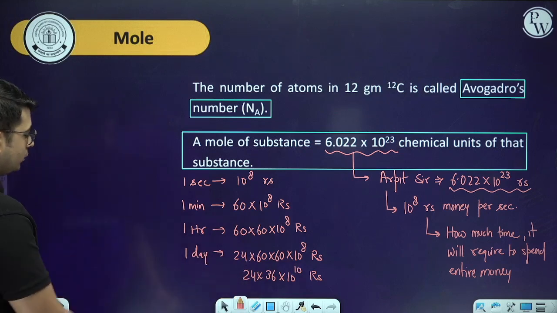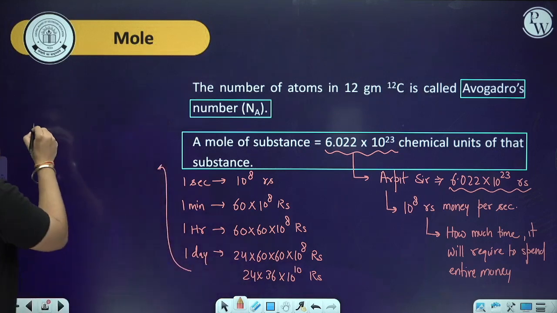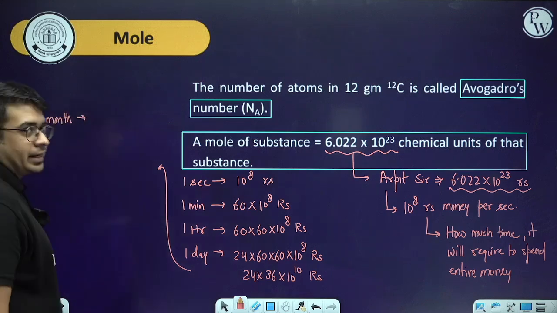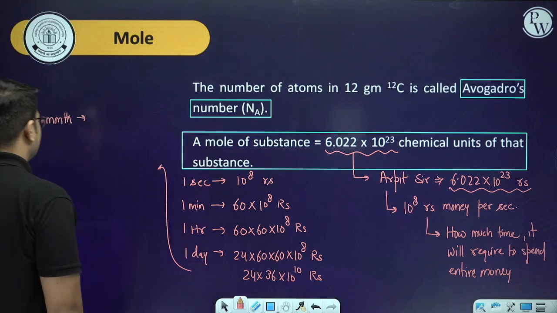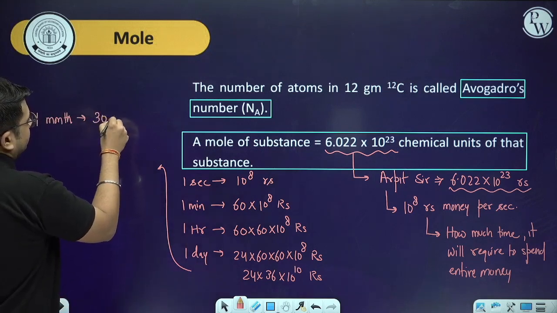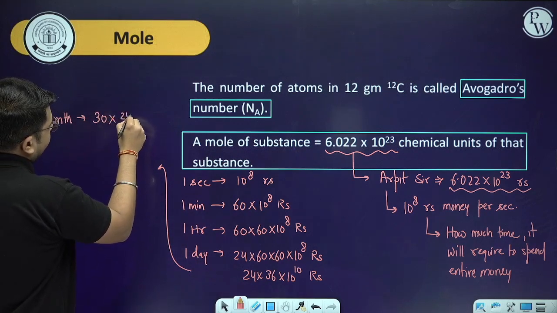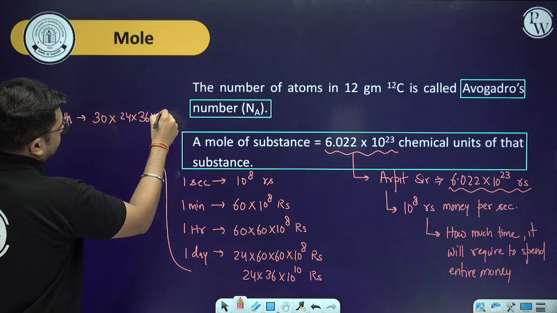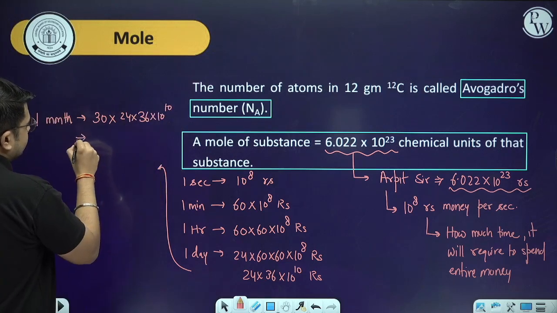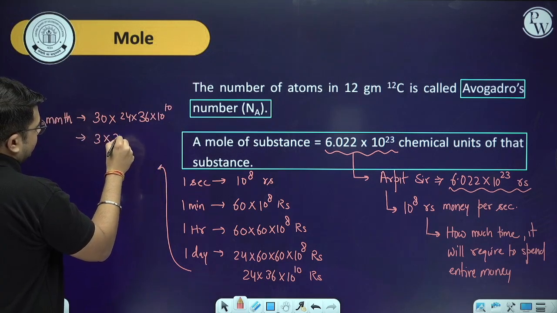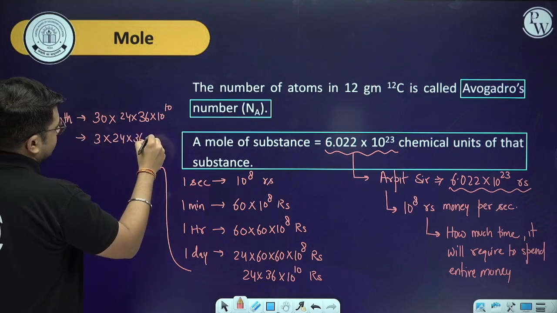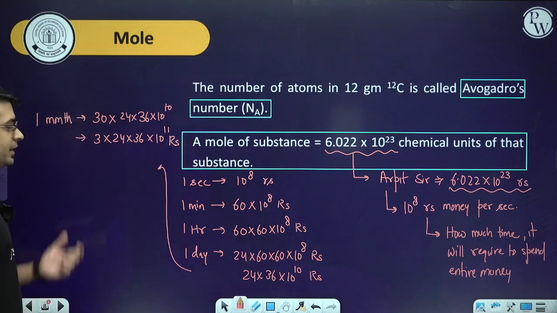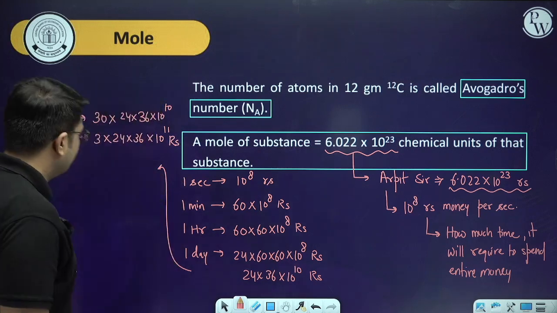Okay. Now coming back to the calculation, in one month, let's say the month is 30 days only. So that will be 30 multiplied by 24 multiplied by 36 multiplied by 10 raised to the power 10, or I can say that will be 3 multiplied by 24 multiplied by 36 multiplied by 10 raised to the power 11 rupees. This I am spending in one month.